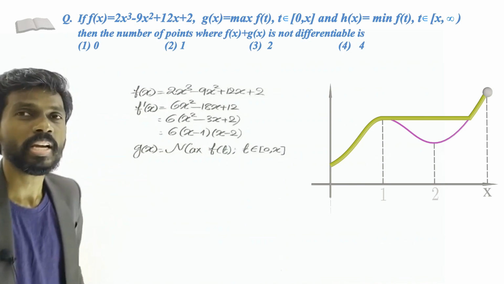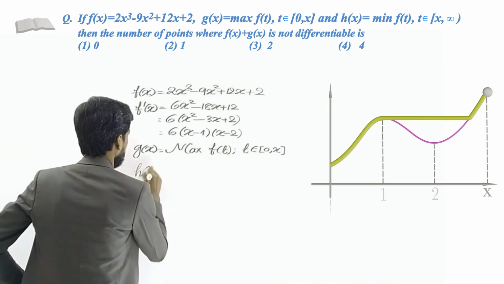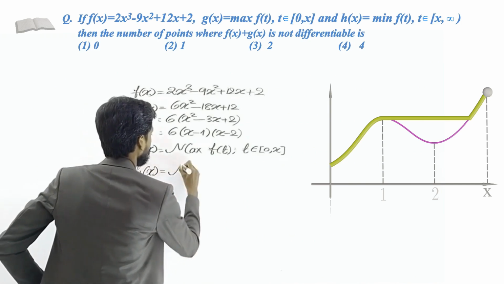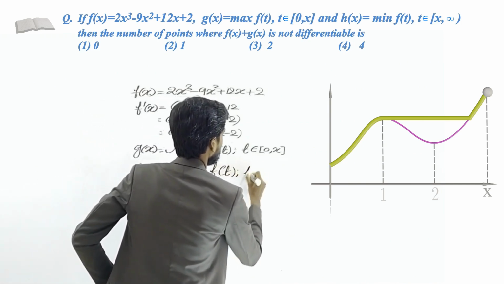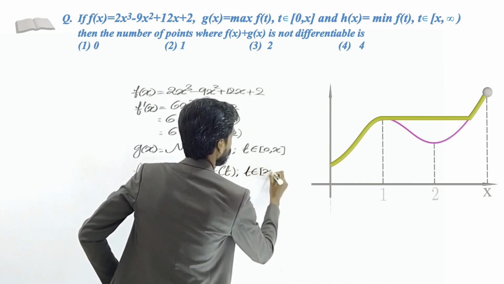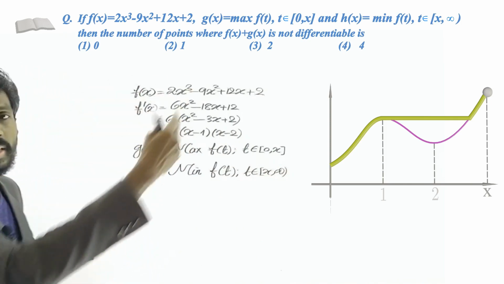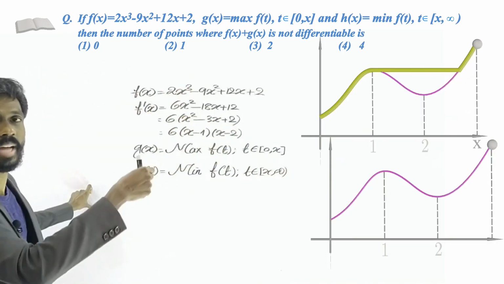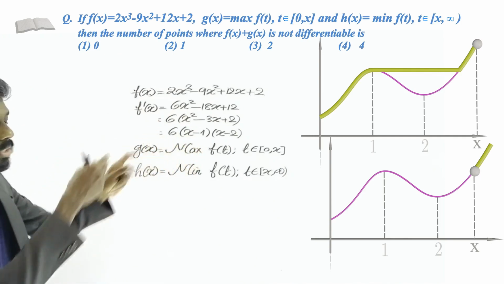Okay, we've drawn it. Now we will draw h of x. So h of x is the minimum value of the function. So minimum value of f of t where t is from x to infinity. That means x is the left end point now. Now we have to start from infinity. Okay, we will move from infinity to that point. Now from infinity to that point, suppose the value of x is there. Okay, so that means what is the minimum value?